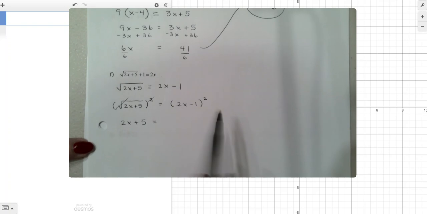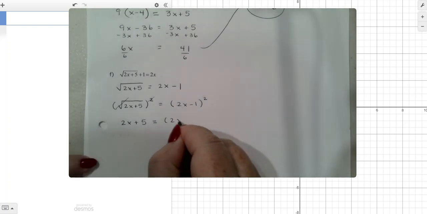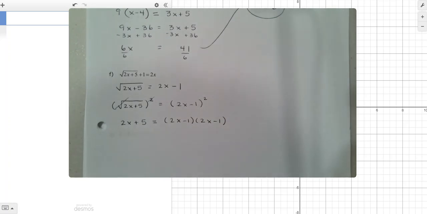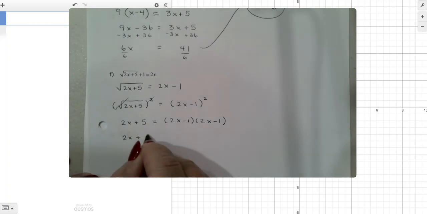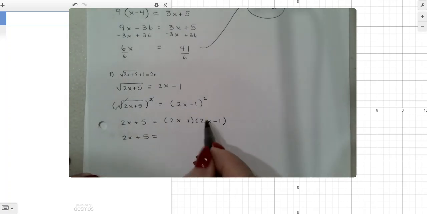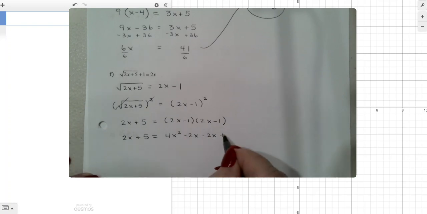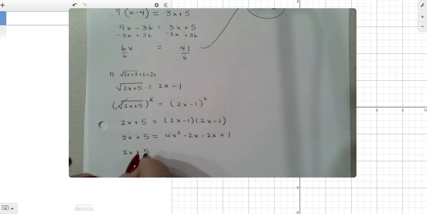Remember to be really careful when you square a binomial, right? You want to write it out, 2x minus 1 times 2x minus 1, so that you don't accidentally make a mistake and forget the middle term. All right, let's see, that's 4x squared minus 2x, another minus 2x, and then plus 1. So that's 4x squared minus 4x plus 1.